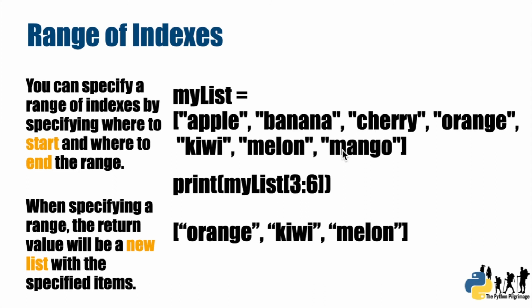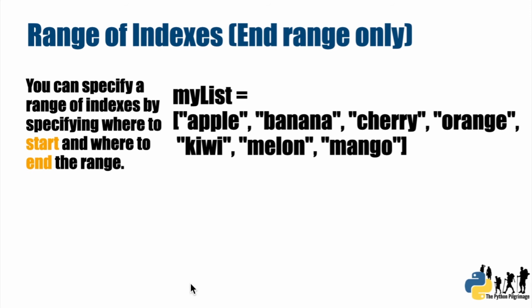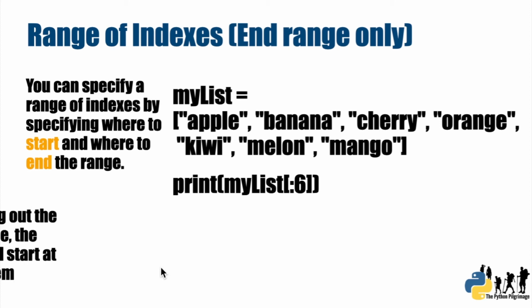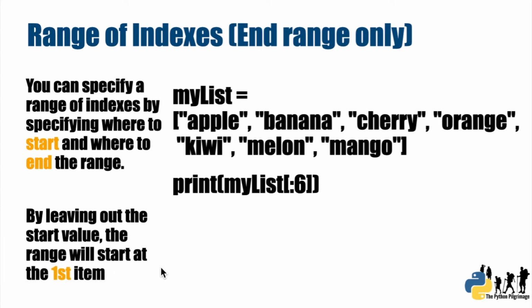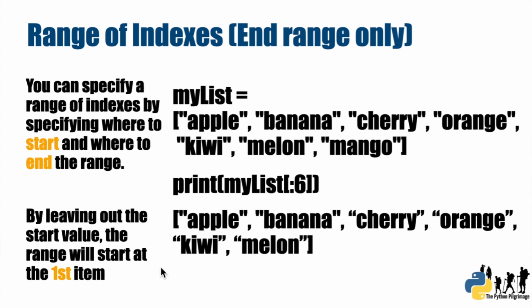It just stops there. Another way is to specify your end range only. If you specify your end range only, it will start from the first item and end at the end range that you specify. So this code will give you apple, banana, cherry, orange, kiwi, and melon, not including mango.